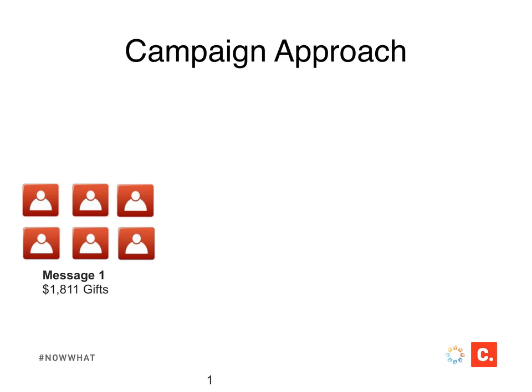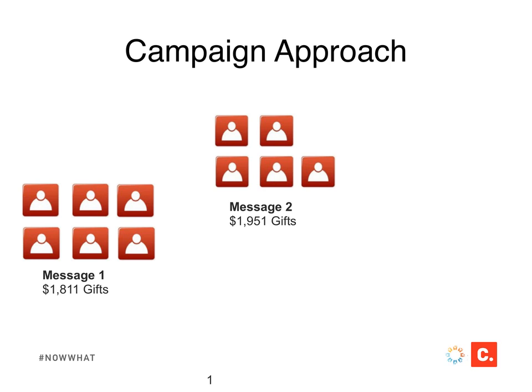But what this organization did was a week later, they filtered out the people who gave to message 1. So you see that message 2 had a slightly smaller audience. And they sent message number 2, which got almost the same results as message number 1. A little bit higher, but statistically we'll call them the same.